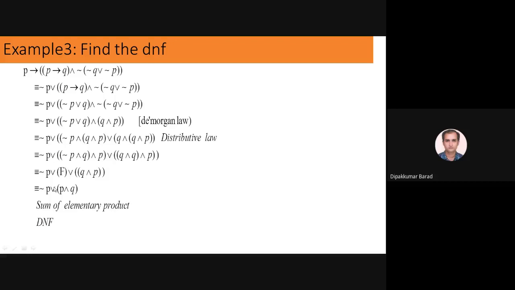So not P and P and Q. See, here I get Q, not P and Q, not P and Q and P, not P and P, which is false, as we know. Not P and Q and not P, which is also false. So we can write this as not P and P and Q or Q. So this is a sum of elementary products, so we get the disjunctive normal form.